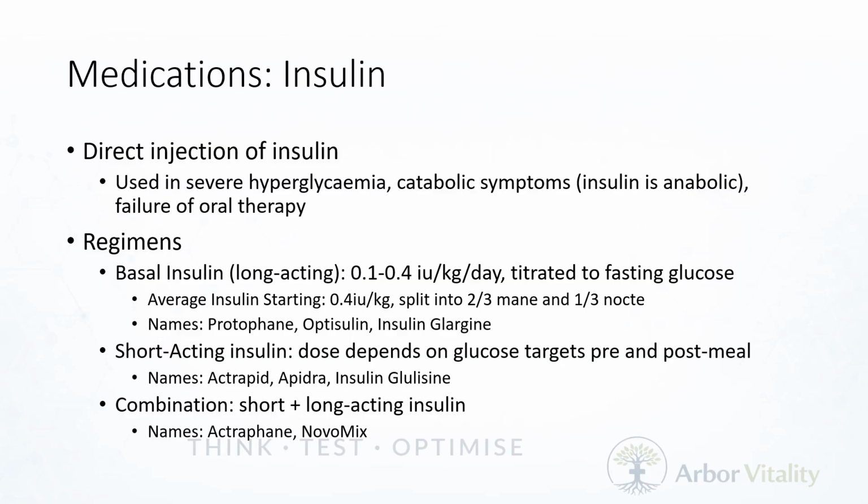Long acting insulin is normally dosed at 0.1 to 0.4 IUs per kilogram per day as a baseline. It has to be titrated to match the fasting glucose targets of the patient. It's normally split into 2/3 in the morning and 1/3 at night. Common names for these are your glargine, your protophane, and opticillin.